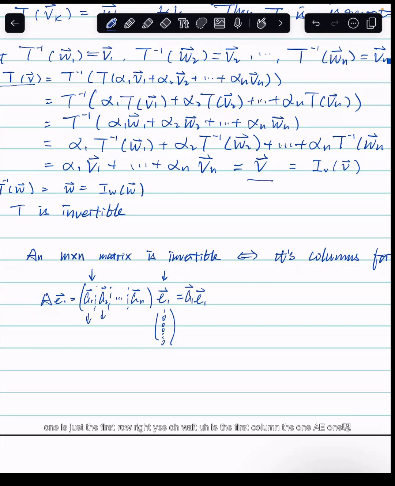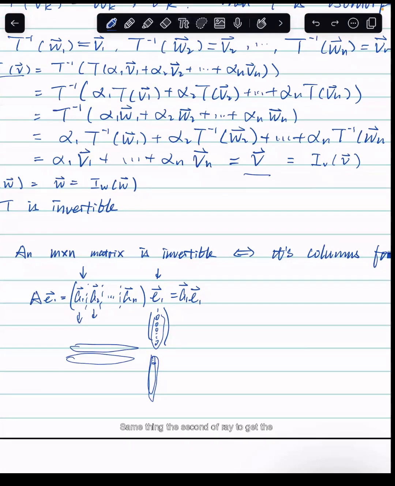Because AE1 is just the first row, right? Wait, it's the first column. AE1. Right, because when we do multiplication, we use the first row to multiply by the first column, but all these are zeros. Then we use the second row to multiply by the same thing to get the second entry. So basically, A times E1 will just get A1.